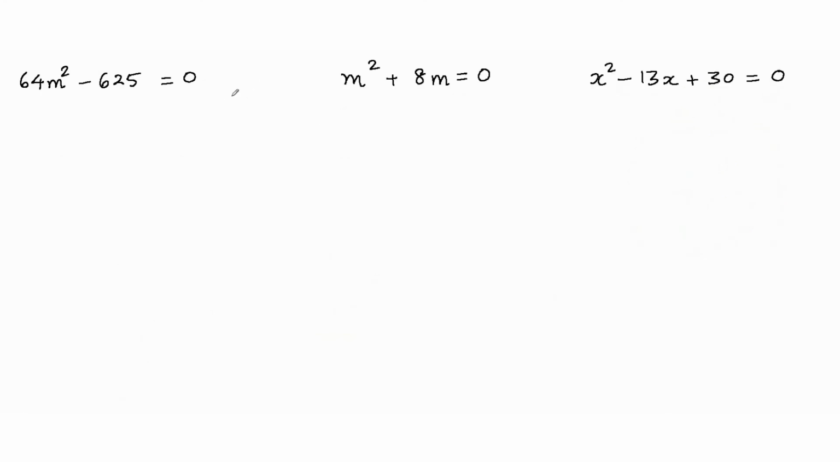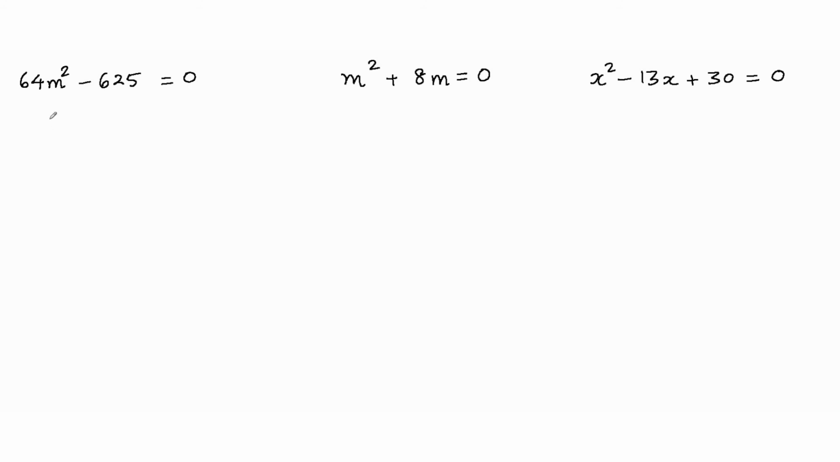So consider these three examples. The first equation is 64m² − 625 = 0. The second equation is m² + 8m = 0. And the third equation is x² − 13x + 30 = 0. Now, if you try solving these three equations, they are going to bring forward some unique ideas in factorization.